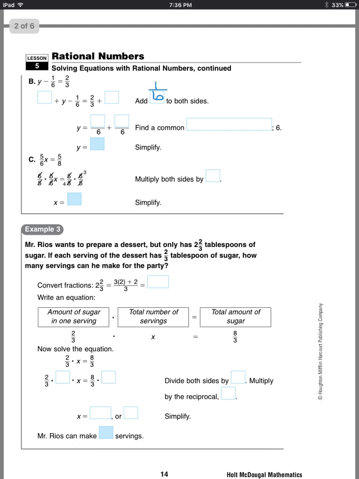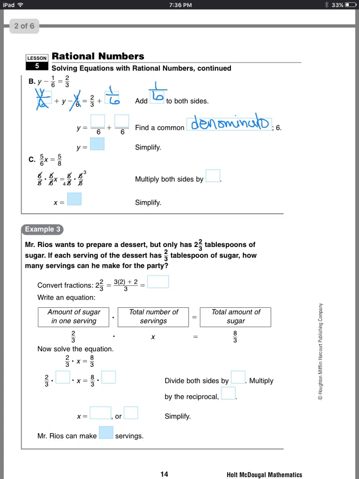For some reason, they put the 1/6 at the beginning. Okay, so we need to do both sides. This positive 1/6 and this negative 1/6 cancel out because they're opposites, and opposites equal 0. But now we need to find a common denominator because we have denominators of 3 and 6, and we can't add those, can we?